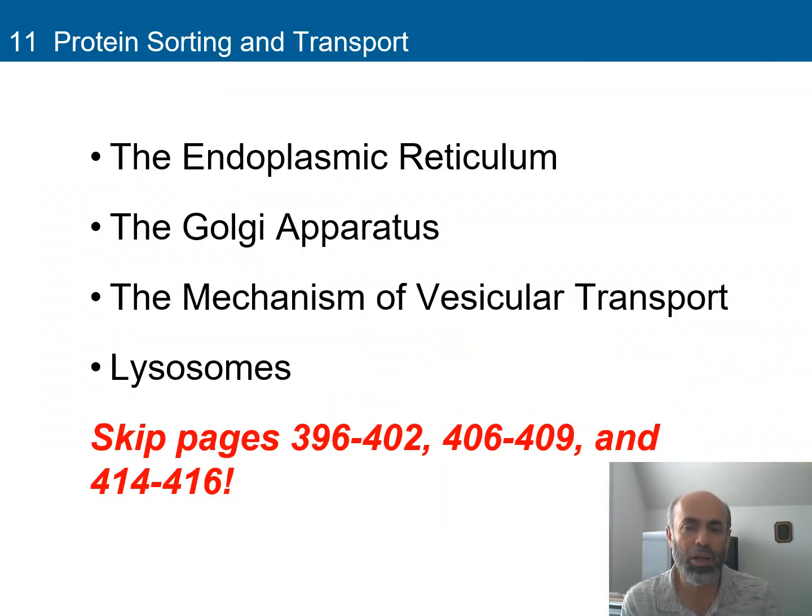We'll talk about the endoplasmic reticulum, Golgi apparatus, and how transport actually takes place inside the cell. And the last part of the chapter talks about how proteins are degraded. A lot of the time proteins that are produced are not the correct type of proteins, so they are recycled. First, they are broken down into polypeptides and then individual amino acids, and then they are recycled. So that's what we will talk about in the last part of the chapter.